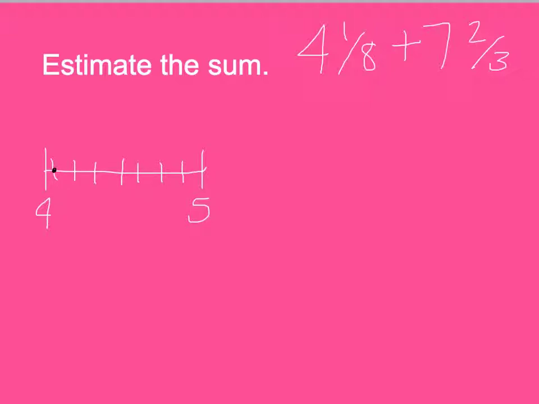So it's pretty obvious here that this mixed number is much closer to 4 than it is to 5. So that's just going to go ahead and round down to 4. Now let's do the same thing with our 7 2/3. This number falls between 7 and 8. I'm going to split my number line into thirds, plot my point. So 7 2/3 falls right there on that second tick mark.